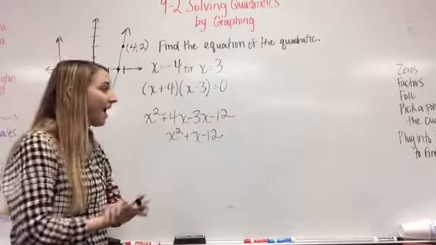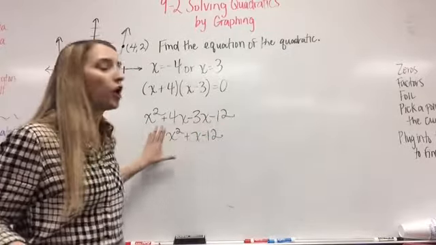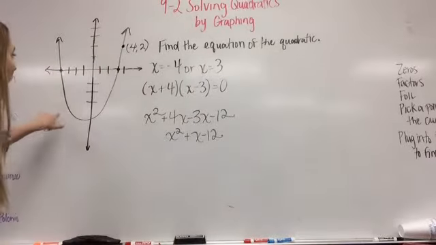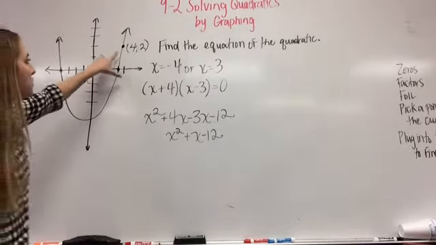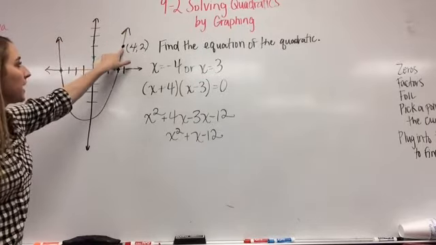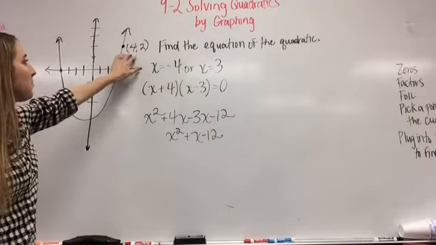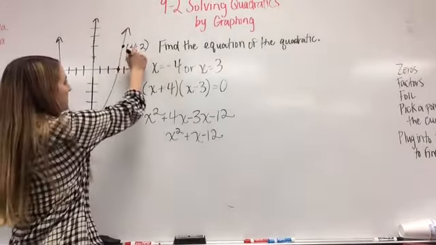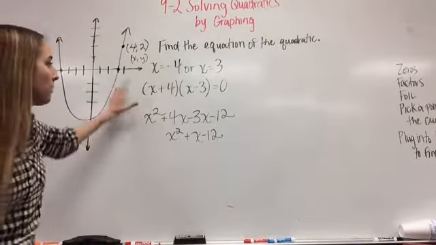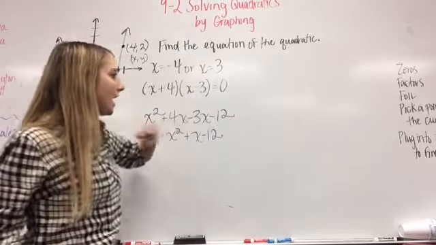Okay, so now we've got this equation, but this isn't all of it. Okay, we've got to find our a value. And our a value we can find by just picking a point anywhere on our curve. So this point right here, 4, 2, is a pretty obvious point. It's labeled. So I'm going to use this point 4, 2. So remember, this means x is 4 and y is 2. So we're going to go back to our factors right here, and we're going to plug in x and y.